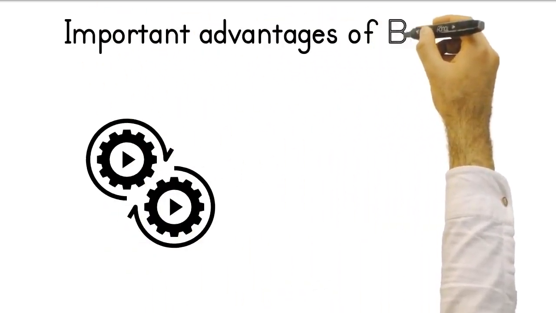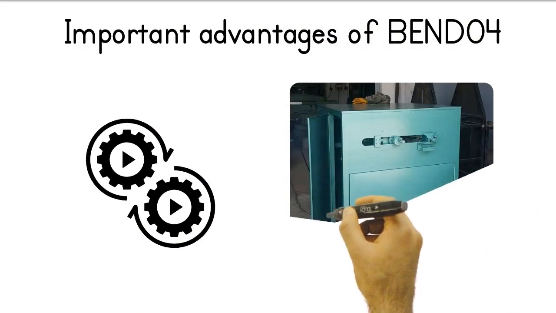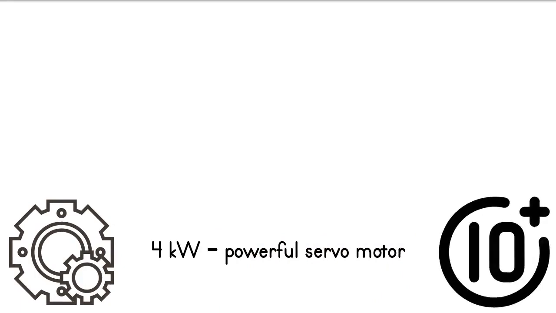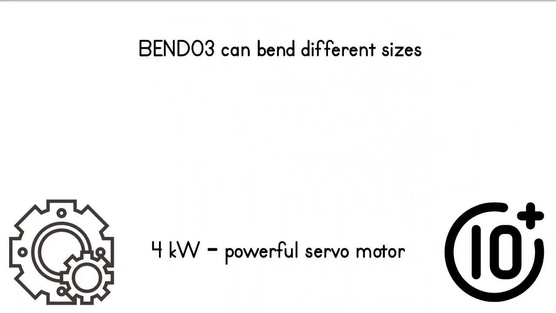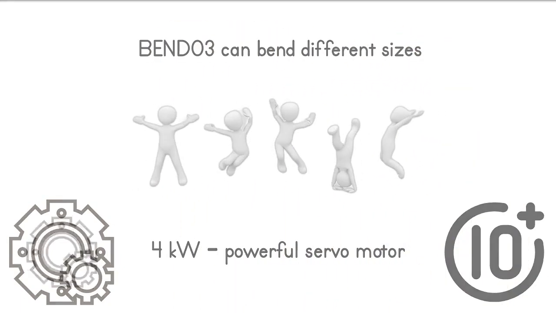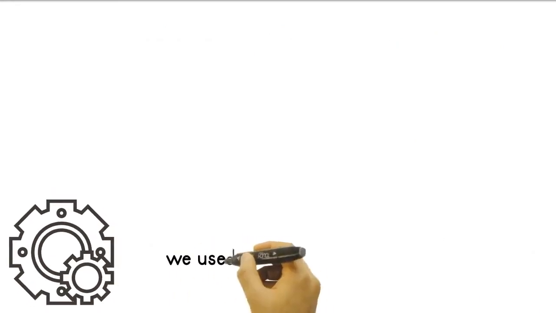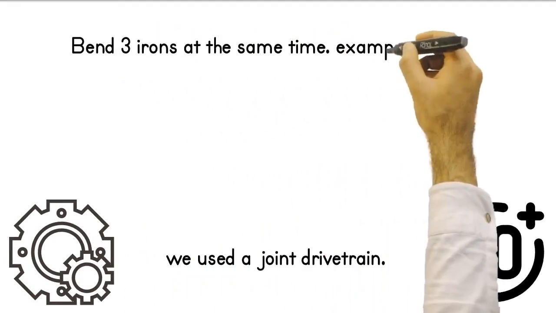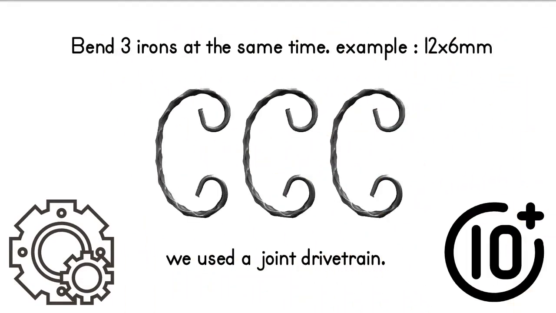Now I will tell you about some of the important advantages of our bending machines, the BEND04 coated machine. The machine has a very powerful reducer. With its 4kW servo motor and beveled gear design, you can easily bend iron bars of different lengths. In our new design, we used a joint drivetrain. Thus, thanks to the adjustable bending length, you can produce BEND 3C models at the same time.